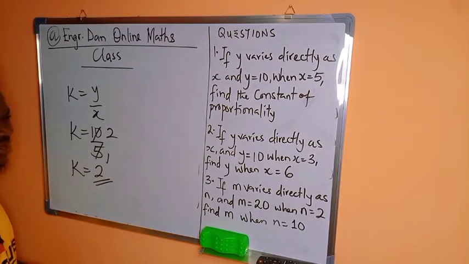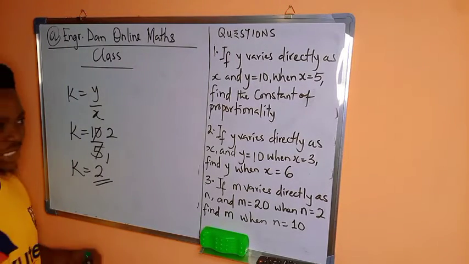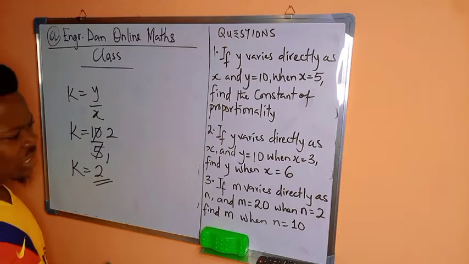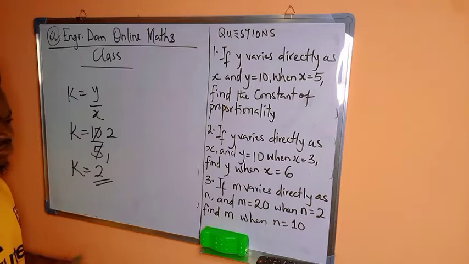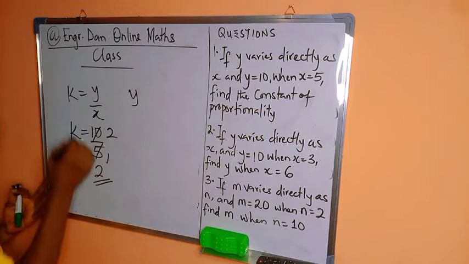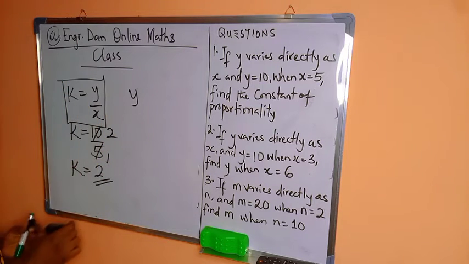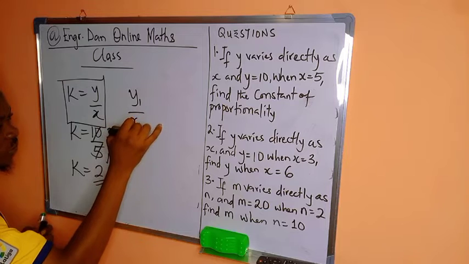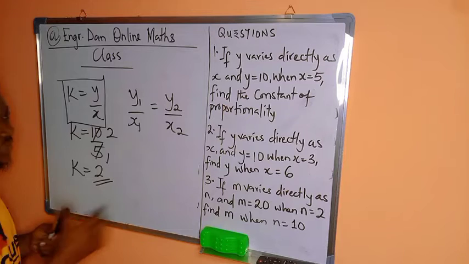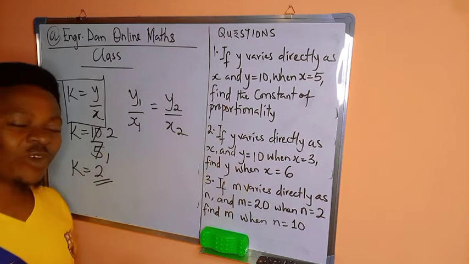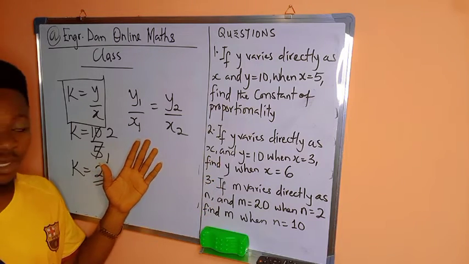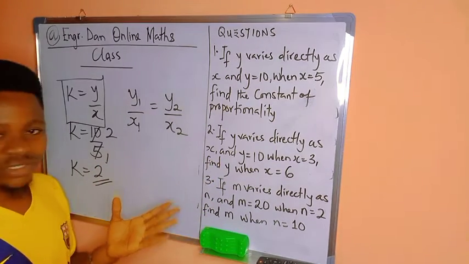Okay, you don't need to start going through a long process because I told you here we try to make maths easy to solve. You just use a very simple formula. Since y varies directly as x, I know that k equals y over x. You can simply use y1 over x1 equals y2 over x2. Now, this formula can be used when you're not looking for the constant of proportionality. If you're not looking for the constant of proportionality, you can use this formula to just get your answer straight up.